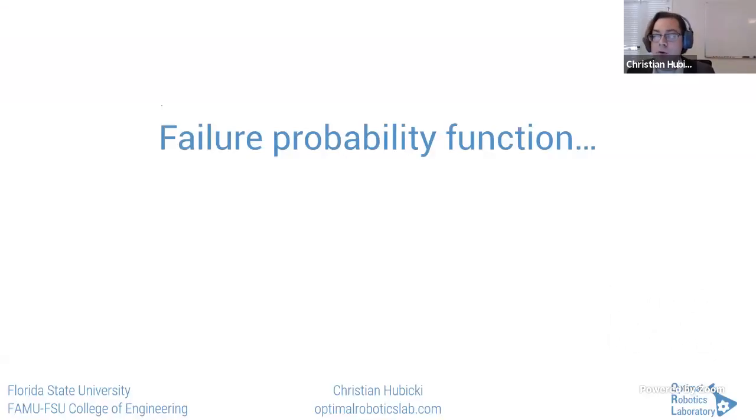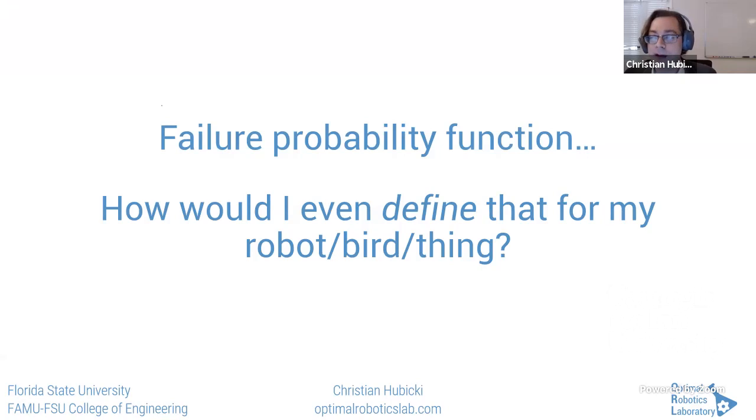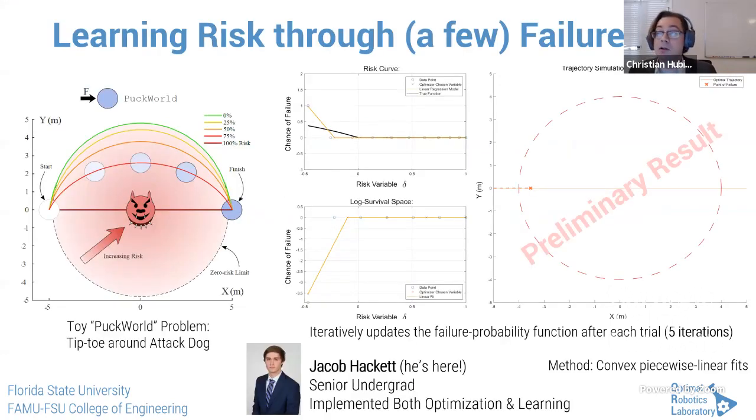But you might be thinking, failure probability functions. What the heck do I do with that? How would I even know what that is for my robot? That's a great question. How would I even define it? And I'll end with some tease of what we're working on now, which is the idea of learning them through a few failures. Okay, and so this is an example that Jacob Hackett whipped up.